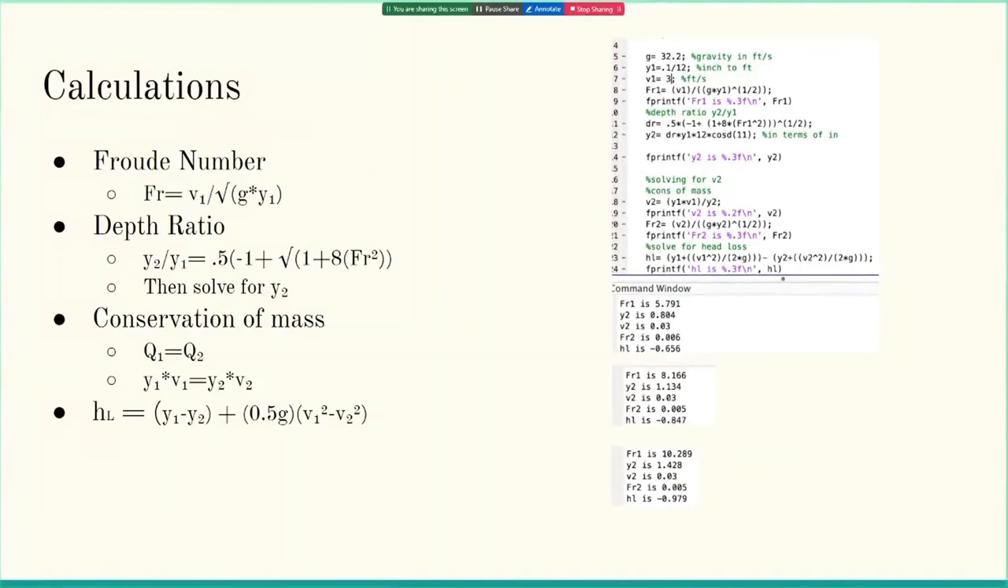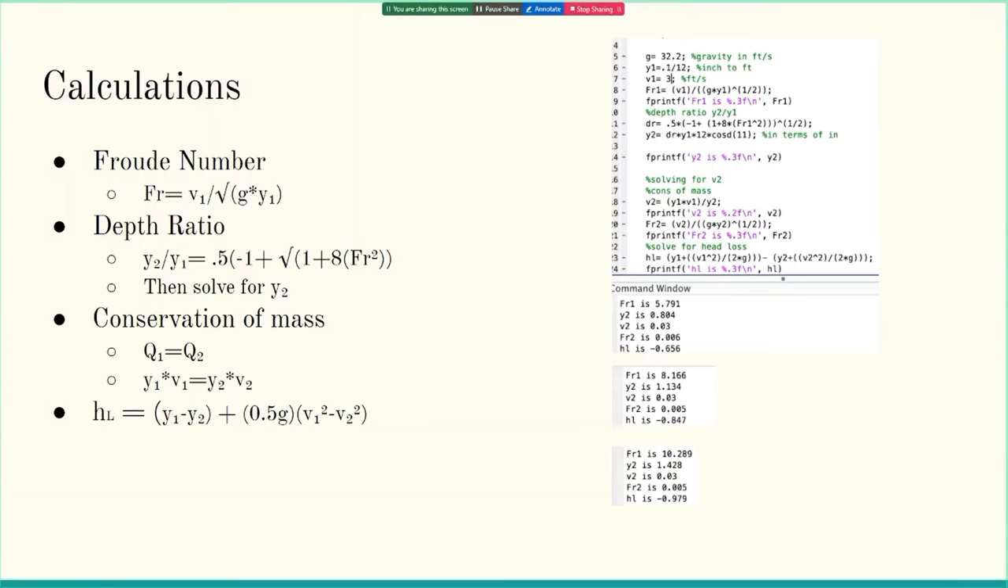On this slide, we have some of the equations we use for our calculations. First, we use the Froude equation, which can result as greater than 1, meaning it's supercritical, equal to 1, where it is just critical, or less than 1, where it is subcritical. Next, we plugged in these Froude numbers into our depth ratio equation to be able to solve for our jump height. In this case, it was y2.